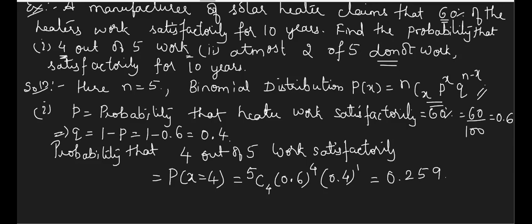So it is 0.2592, so there is a 26% chance. Suppose you have purchased 5 heaters from that manufacturer, then you can say there is a 26% chance that 4 of them are going to work satisfactorily for 10 years. You are predicting that value. That is the meaning of this solution. What is the second part? Here the most important thing is what is success here?